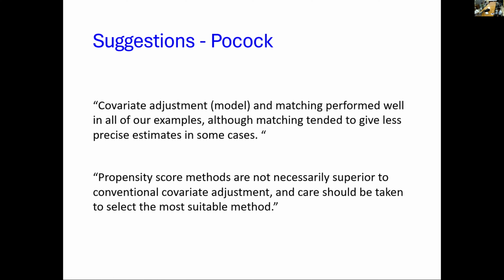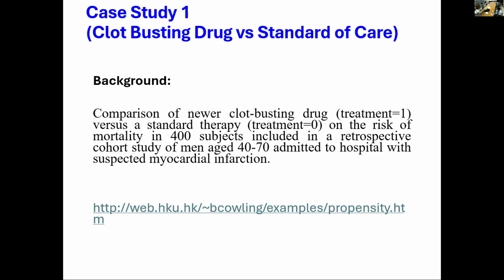Propensity score methods are not necessarily superior to conventional covariate adjustment methods, and care should be taken to select the most suitable method. So therefore, this is not necessarily superior. That is a catch point which we need to consider: on what occasions it will fail. That is something which we need to explore more.